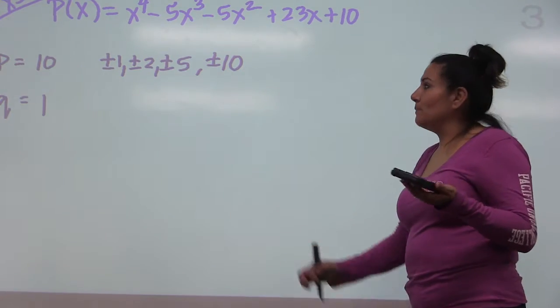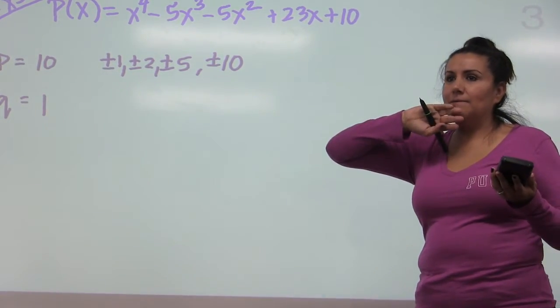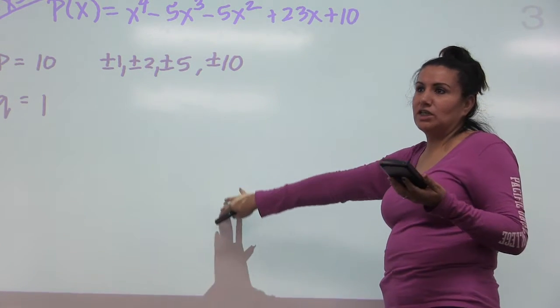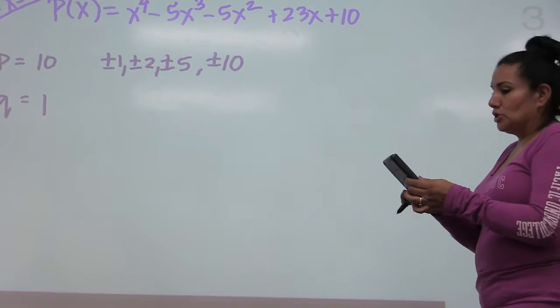So I'm going to type in these values to see if I can find how many zeros, this time 4, before I go to the synthetic division. Oh, you need 2. Oh, right. I want 2. Okay, so negative 2 and 5.